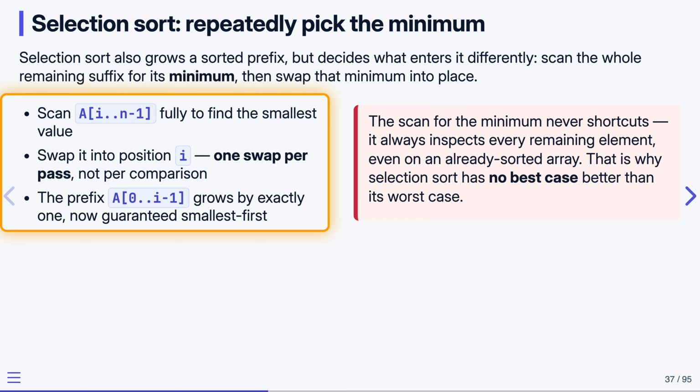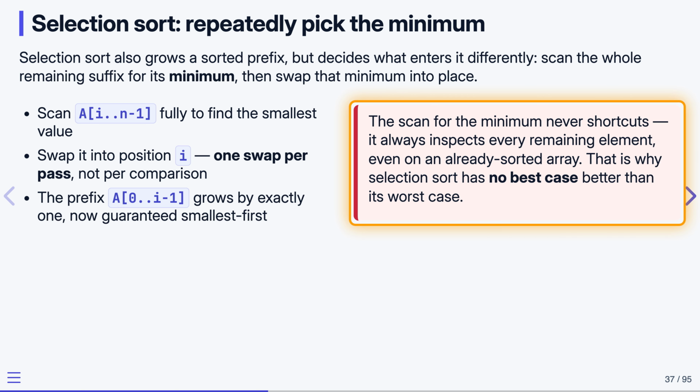One pass works like this. We scan A from index I to index n-1 and find the smallest value. We swap it into position I, which is one swap per pass, not one swap per comparison. The prefix A from index 0 to index I-1 then grows by exactly 1, and it is guaranteed smallest first.